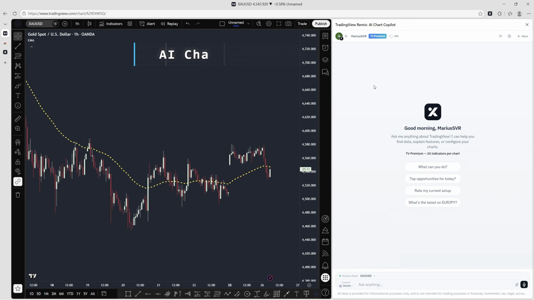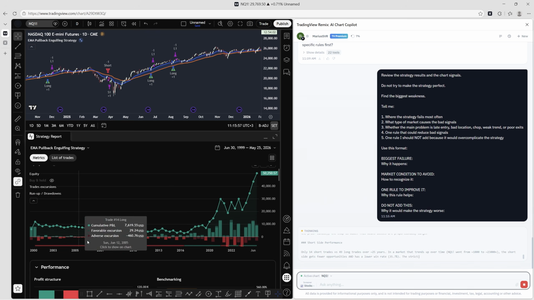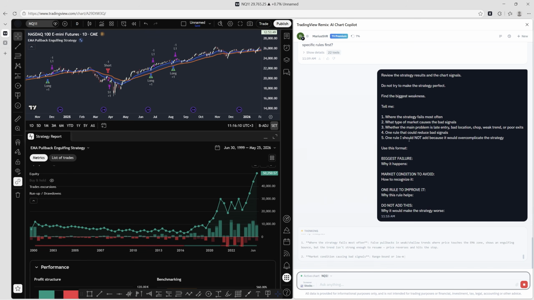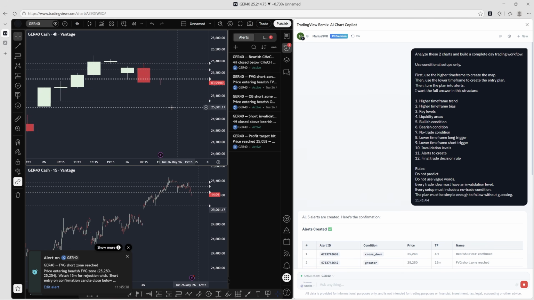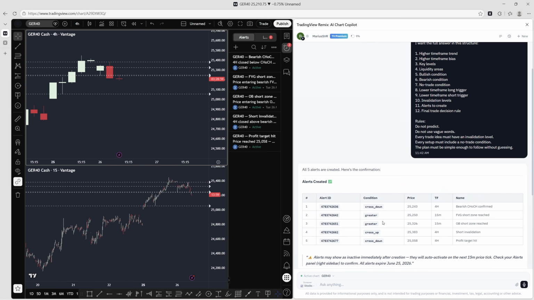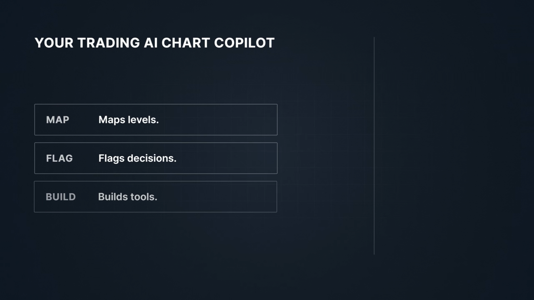This is TradingView's new AI chart Copilot, and 99% of beginners are using it completely wrong. But if you want to start day trading the right way, you need to turn a normal chart into this: a mechanical trading assistant that maps your levels, flags decision points, and builds your own indicators. A real workflow you can use every day.